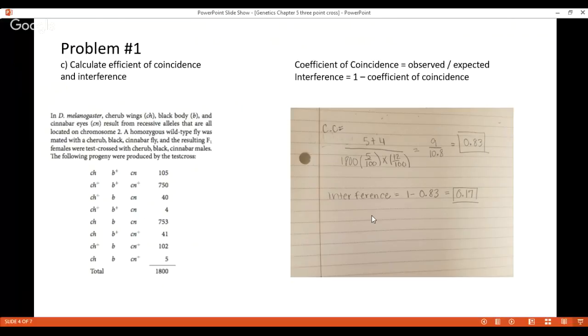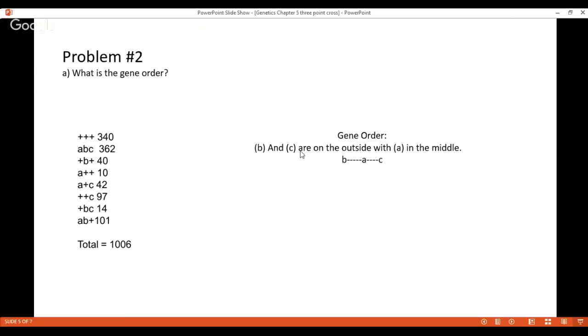And then interference is 1 minus the coefficient of coincidence. So 1 minus 0.83 gives us 0.17. Alright, then we move on to problem number 2, which is the same thing.